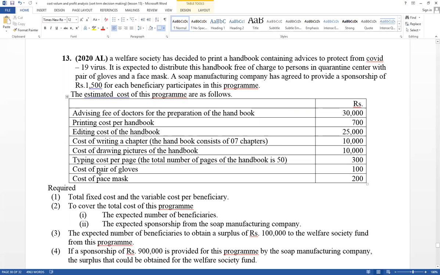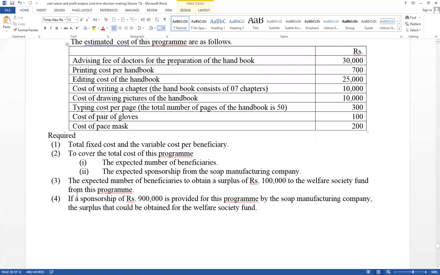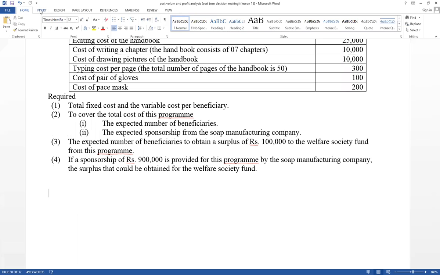The next one, cost of wear of gloves. It varies with number of participants. Variable. And cost of face masks also varies with number of participants. Variable. Therefore, try to recognize before answering the question. Variable cost per participant. Total fixed cost. And selling price. As a selling price, you have to consider sponsorships. Right, before answering the question, prepare the working for that.